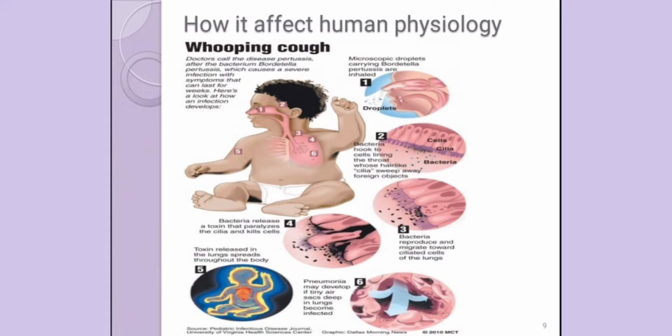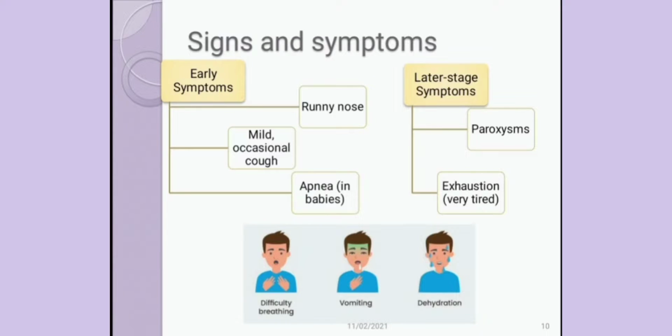In the first step, the child is inhaling a bacteria, Bordetella pertussis. In the second step, after inhaling the bacteria, cilia sweep away foreign objects. Then bacteria reproduce and migrate towards the lungs. Then bacteria release toxins and kill the cell. In another step, toxin released spreads throughout the body, and in the last step, pneumonia develops when the lungs get infected. Let's see the signs and symptoms.